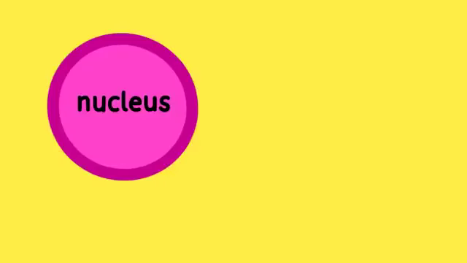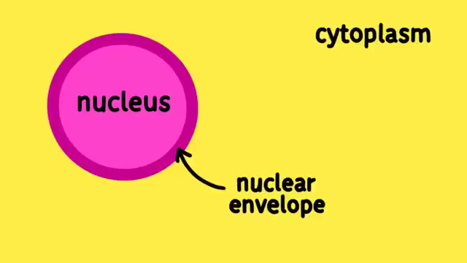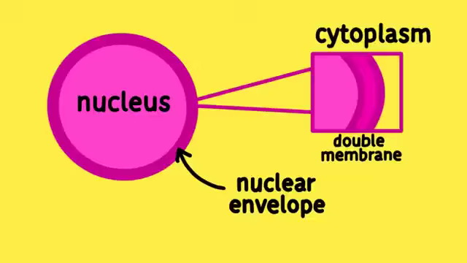The nucleus is surrounded by a membrane called the nuclear envelope. This is a double membrane, meaning it has 2 layers. There's layer 1 and there's layer 2. The nuclear envelope separates the contents of the nucleus from the cytoplasm. The envelope is covered in tiny pores that allow substances to exit and enter the nucleus.